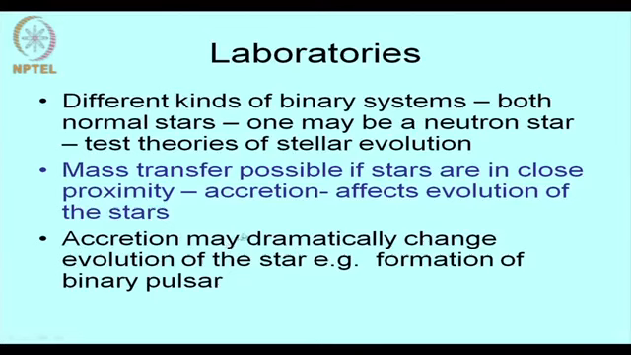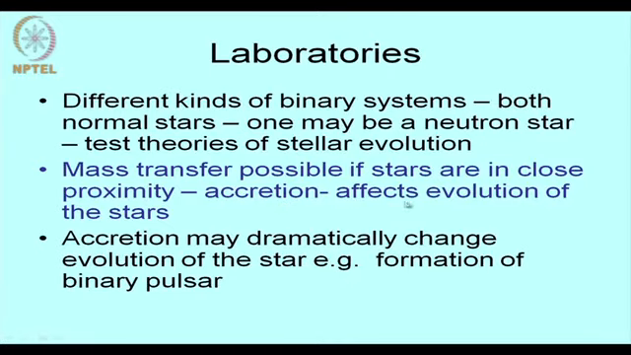And very interestingly, when you have two stars in close proximity orbiting one another, it is possible that there could be mass transfer from one star to another. This is what is referred to as accretion. An isolated star would evolve in a particular way, it would lead its life in a particular way, whereas if a star were to receive material from outside, it would completely change its evolution. So, very interesting physical phenomena take place in binary systems, which affect the evolution of the stars.